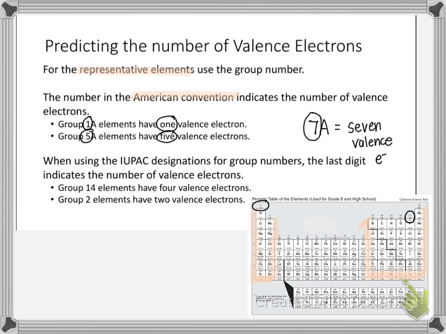Now, this is not true for these electrons here. Remember, this slide is referring to the representative elements, which is what we're going to be working with when we're thinking about valence electrons and bonding. Now, IUPAC, and I'll tell you what it stands for, but you don't have to memorize it, I think stands for the International Union of Pure and Applied Chemistry.